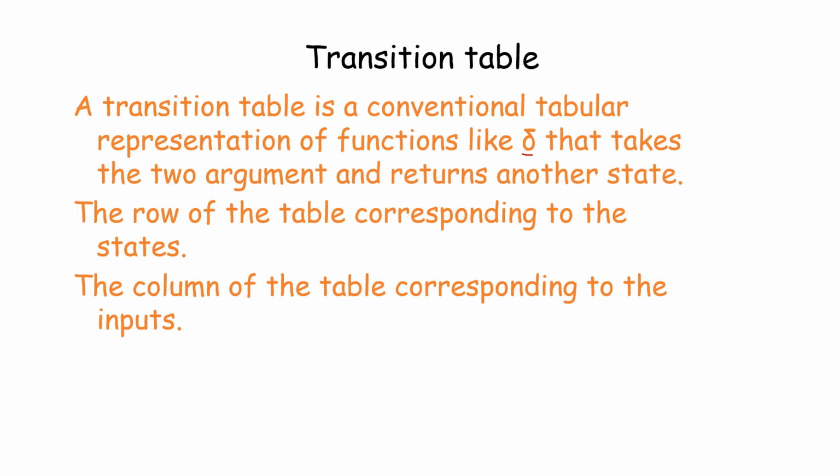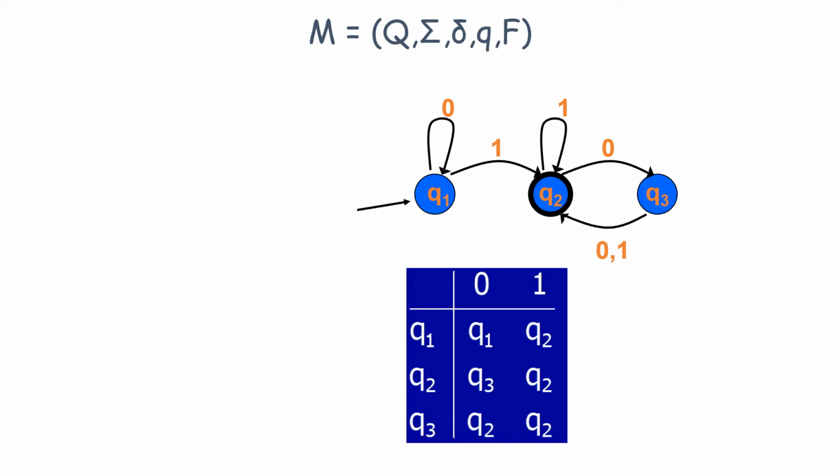In this transition table, rows represent states and the columns contain inputs. See, this is a sample example for the transition table. This is the transition diagram we already saw. In this transition diagram, we have three states Q1, Q2 and Q3. Q1 we call the starting state. Q2 we call the final state, because Q2 has a double circle.